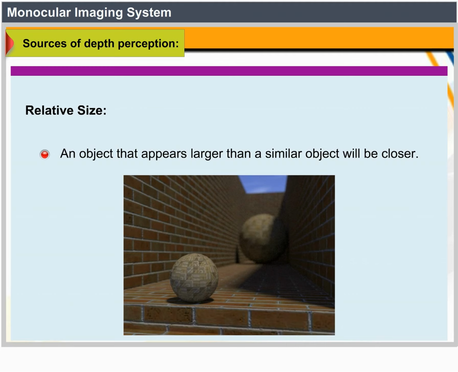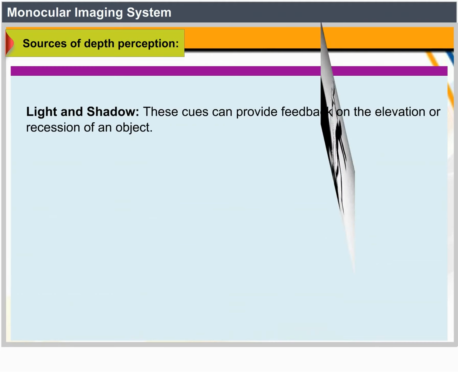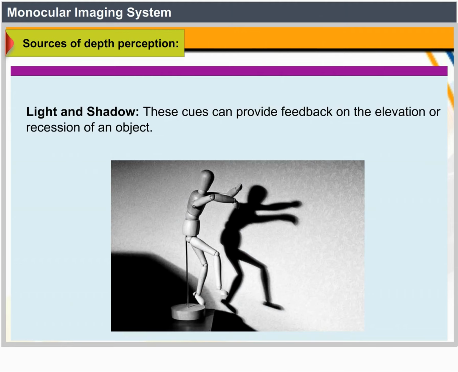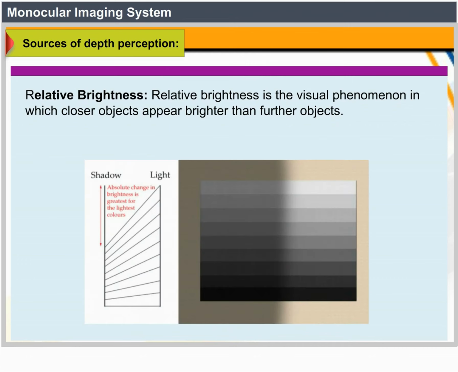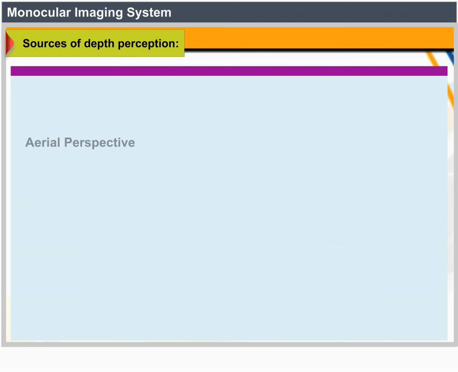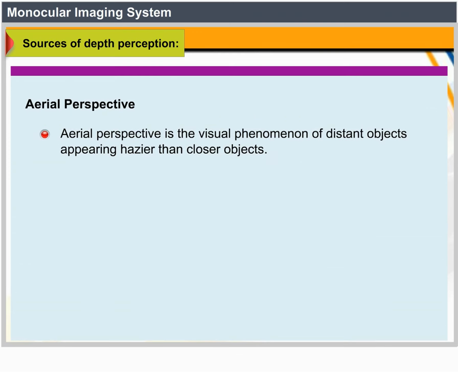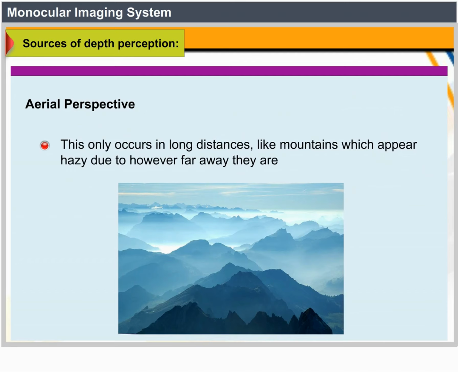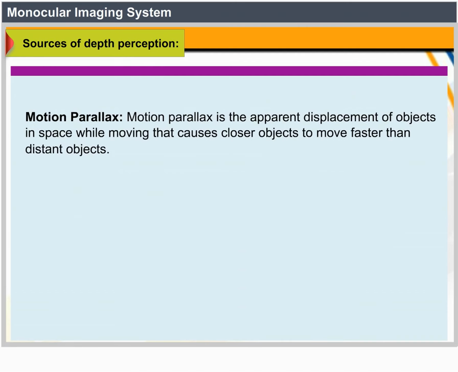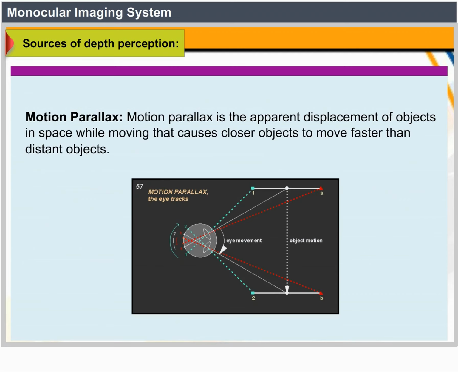Light and shadow. These cues can provide feedback on the elevation or recession of an object. Relative brightness is the visual phenomenon in which closer objects appear brighter than further objects. Aerial perspective is the visual phenomenon of distant objects appearing hazier than closer objects. This only occurs over long distances, like mountains which appear hazy due to how far away they are. Motion parallax is the apparent displacement of objects in space while moving that causes closer objects to move faster than distant objects.